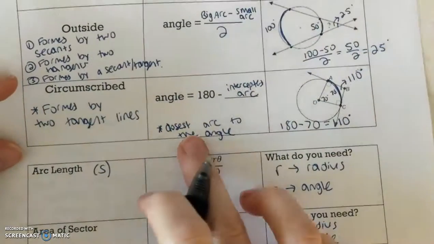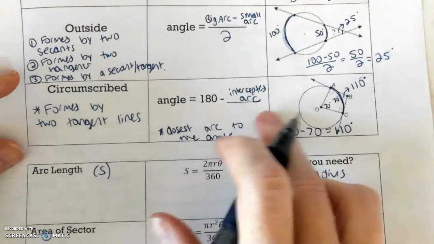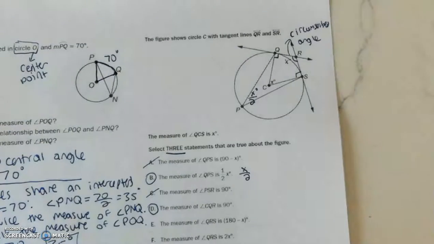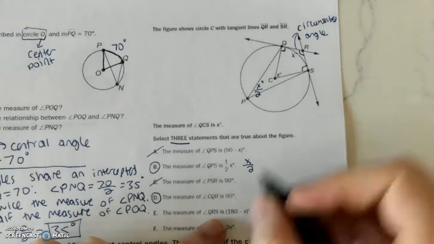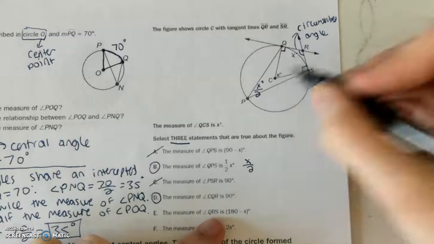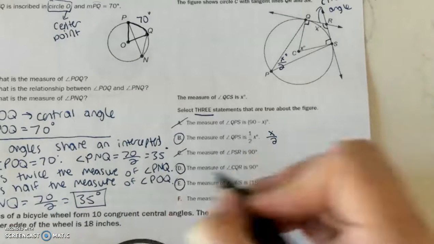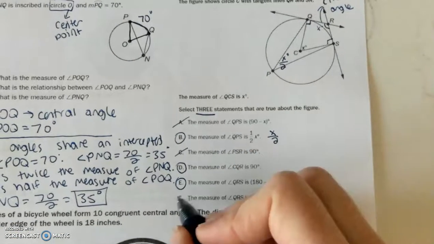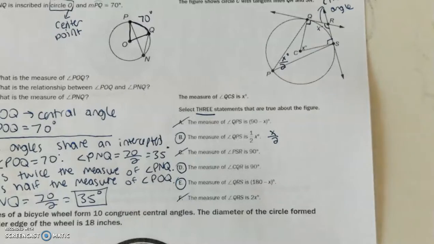So looking back at our first page, we said that the circumscribed angle is 180 minus the intercepted arc, right? So looking at this, our angle would be 180 minus x because our arc QS is x. Central angle and the arc are equal. So E is my correct answer, which means F is not true.